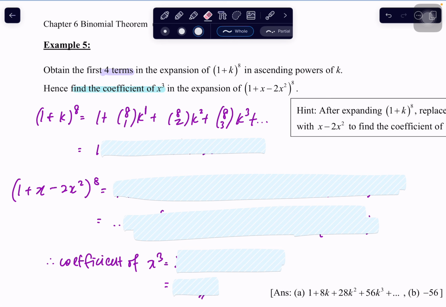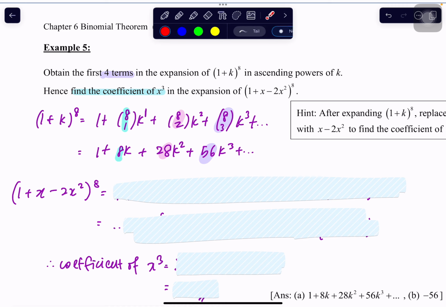Next, simplifying this, just working out the binomial coefficients of 8 choose 1, 8 choose 2, 8 choose 3. Using your calculators, you should be getting 8, 28, and 56 respectively. Okay, the next part requires us to do this. They said, hence, find the coefficient of x cubed in the expansion of this.